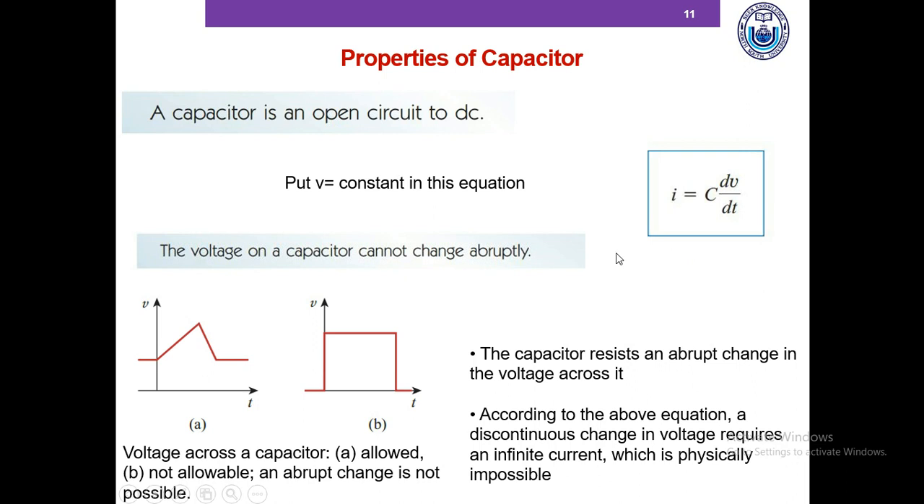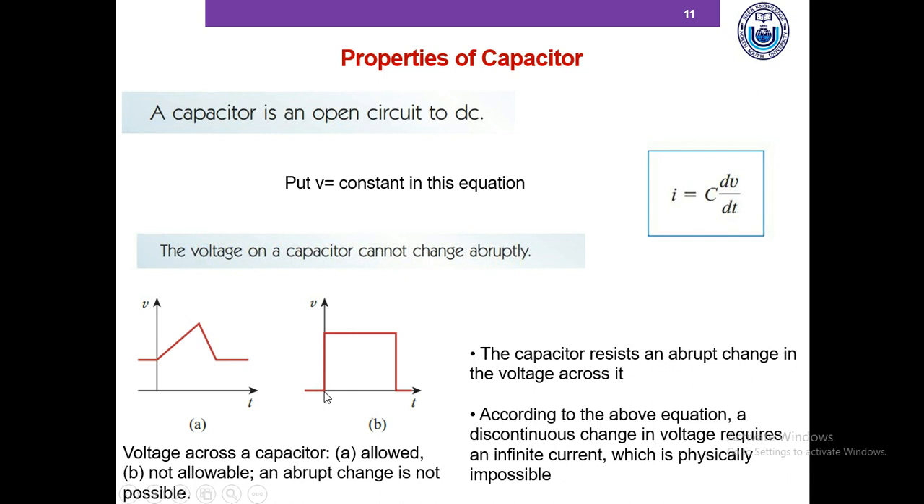So how do we know that? Let's say, for instance, in figure A here, the capacitor voltage is changing up to this. So this change is not abrupt. It takes a particular period of time, here to here, let's say 10 seconds, to complete these changes. So this is allowed. But what is not allowed is the change in figure B here.